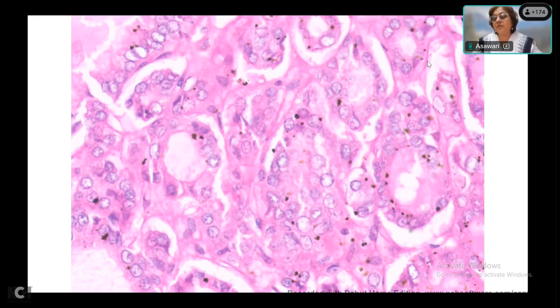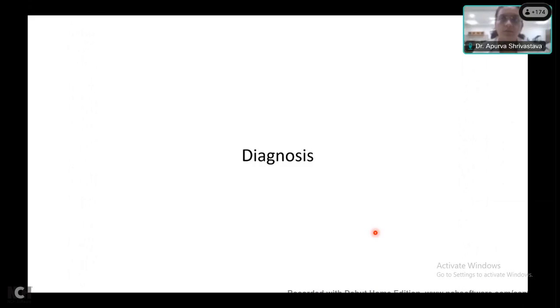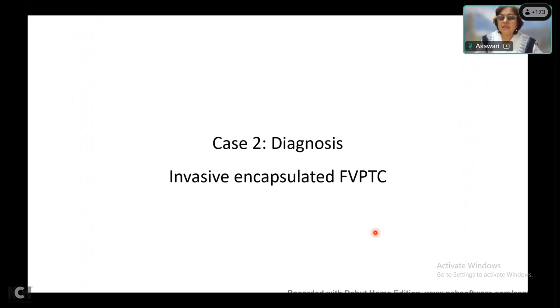Okay. So this is what you are looking at, the follicular pattern tumor. Now you tell me the diagnosis. Follicular variant of papillary. What is it? It is invasive encapsulated follicular variant of PTC. That's fine. So what kind of invasion will you call this? Is it a minimal invasion or widely invasive? Minimal invasion. So that's right. Invasive encapsulated follicular variant of papillary thyroid carcinoma, right?